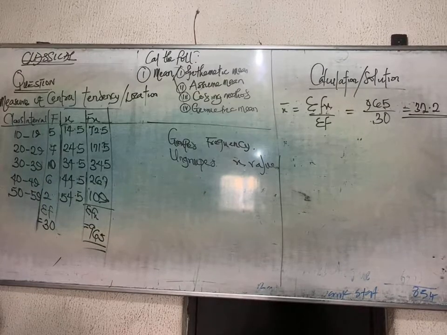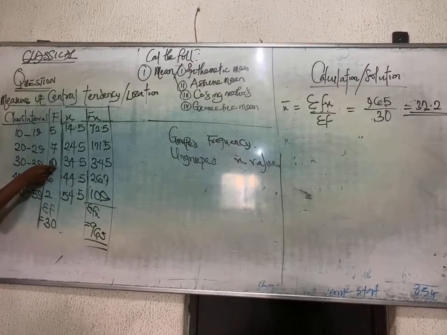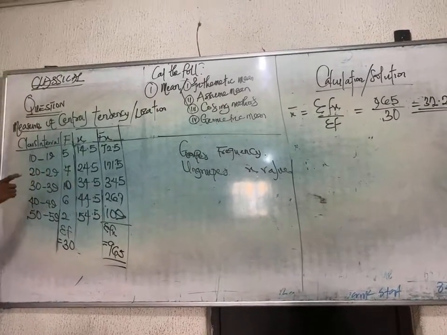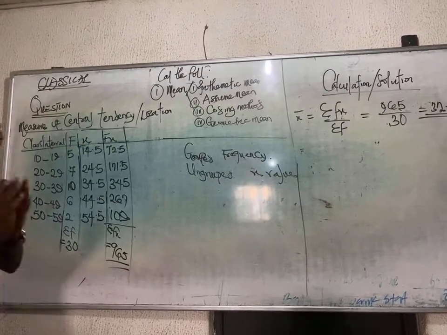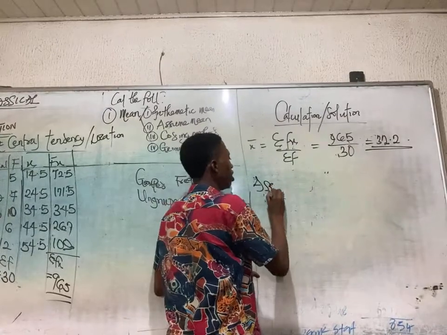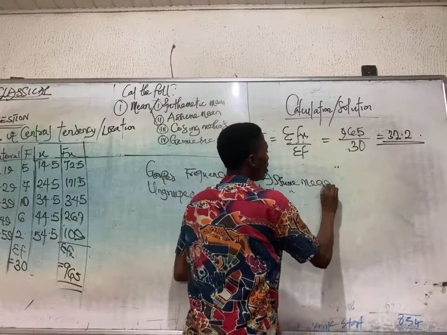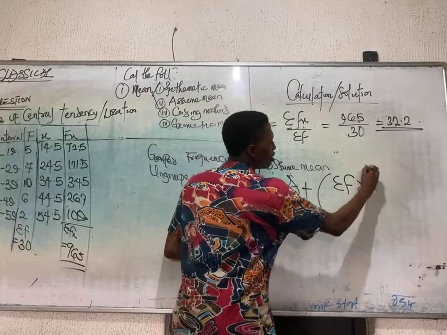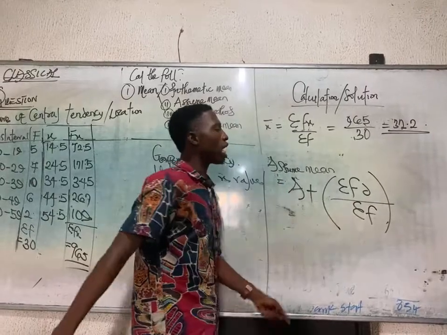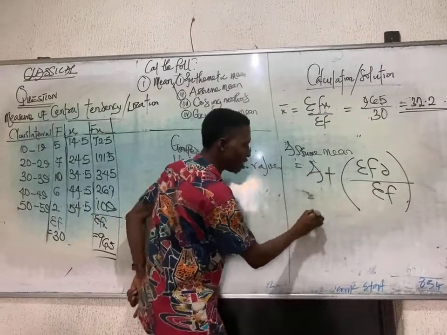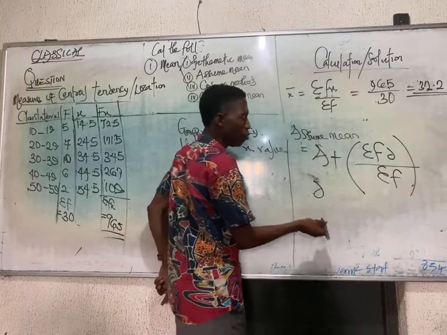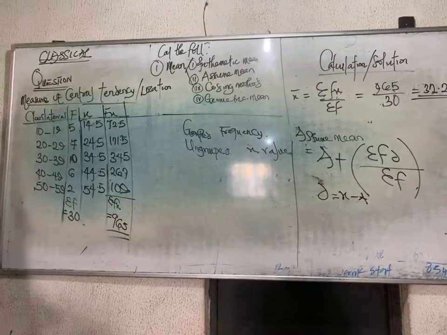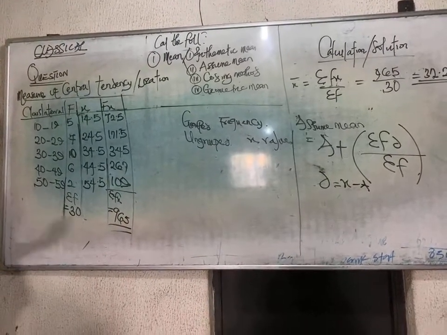So what is the highest value of my frequency? I am having 10. So if I'm tracing it to my x value, what am I having? 34.5. So 34.5 will be my assumed value. So assuming equals assume plus, into brackets, summation of fd divided by summation f, in which d means derivative. That is also having a formula, which is d equals x minus a, which means derivative equals x minus a.